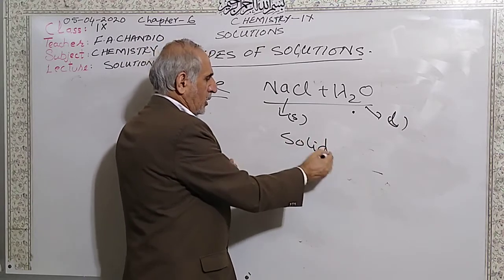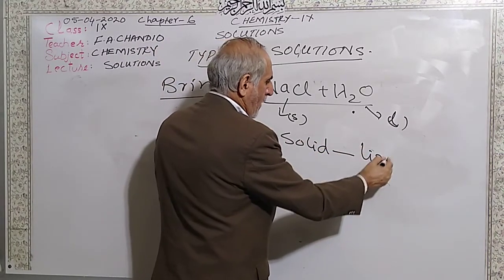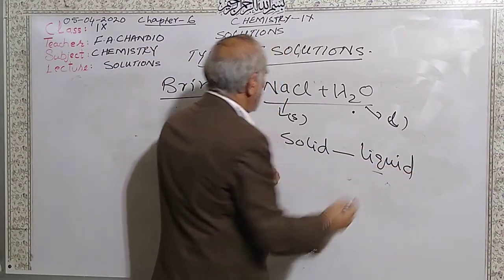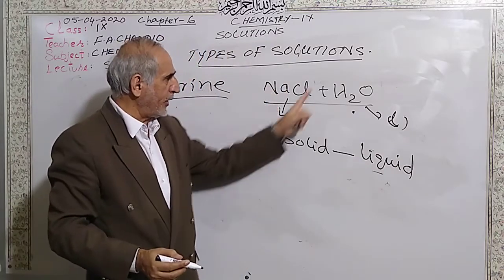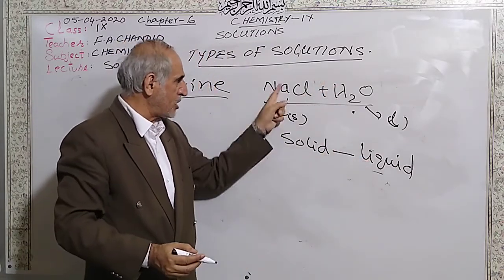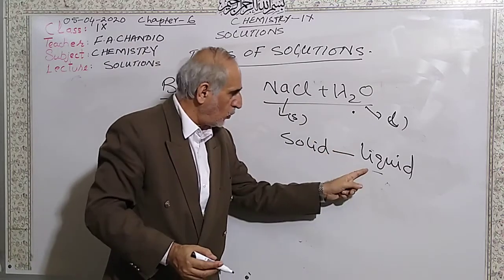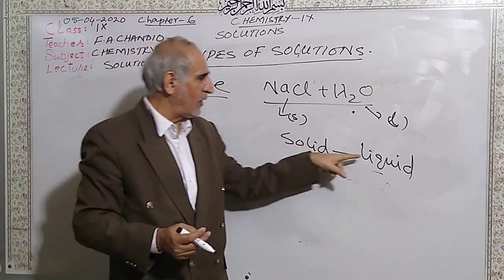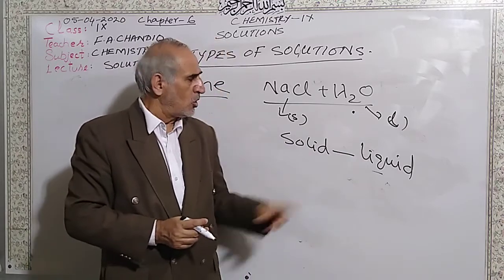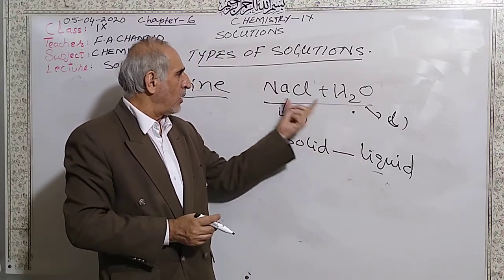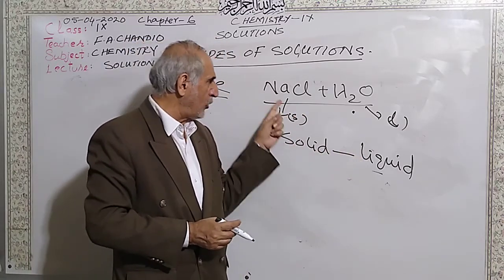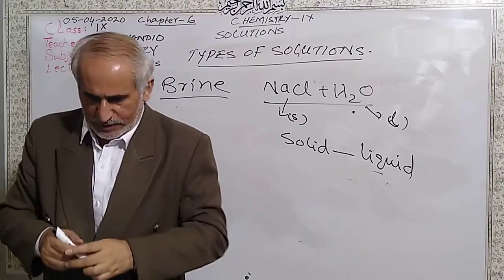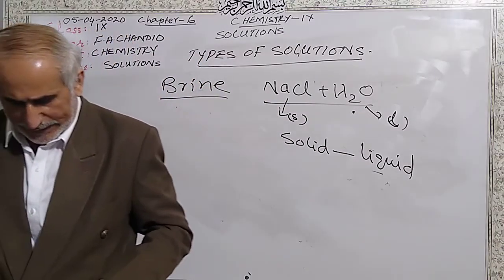Solid in liquid. Sodium chloride solid, water liquid, solute sodium chloride, water liquid solvent. Overall state of solution will be liquid. So state of solution is liquid. But the type is a solid in liquid, brine, sodium chloride and water. This is the answer for D.